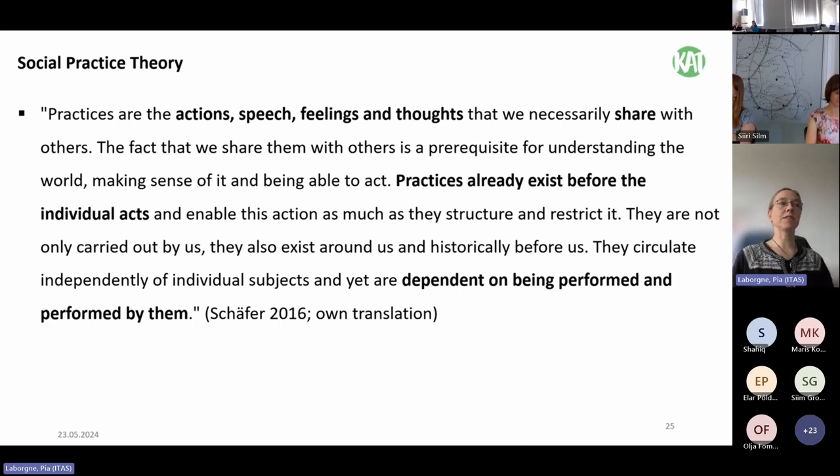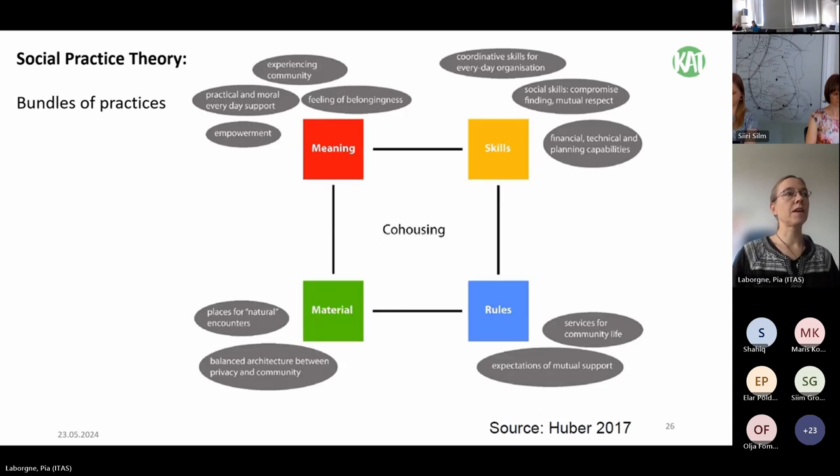Practices already exist before the individual acts, and they enable this action as much as they structure and restrict it. They are not only carried out by us, but they exist all around us because there are many different carriers of these actions, and they existed historically before us. They circulate independently of individuals, and yet they are, of course, dependent on being performed by these individuals as carriers of the practices. There are typically bundles of practices. Practices do not exist in themselves, and practices are structured by meaning, skills, material, and rules.